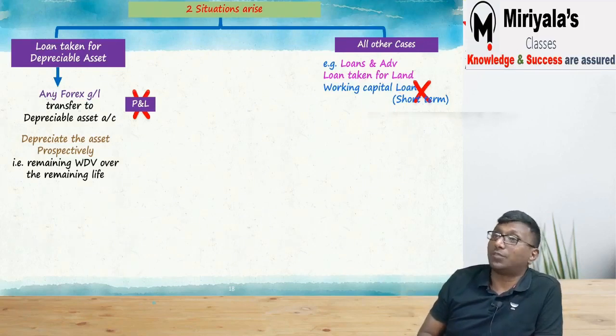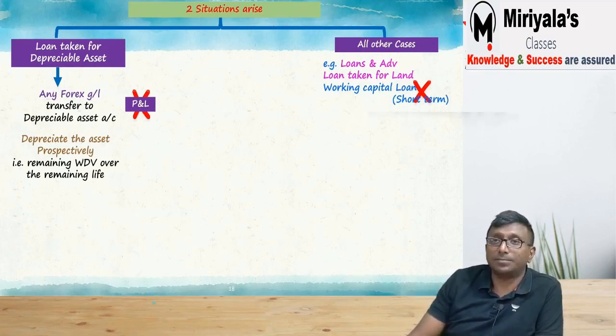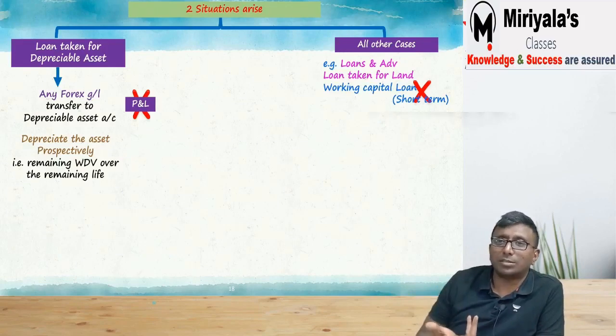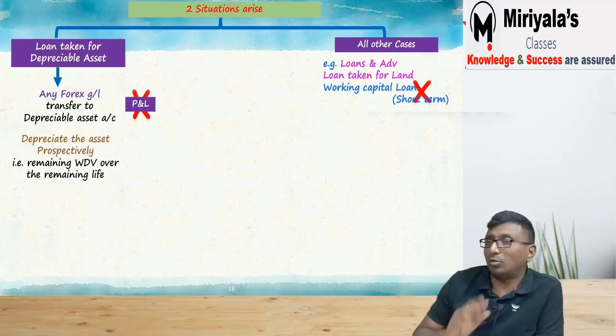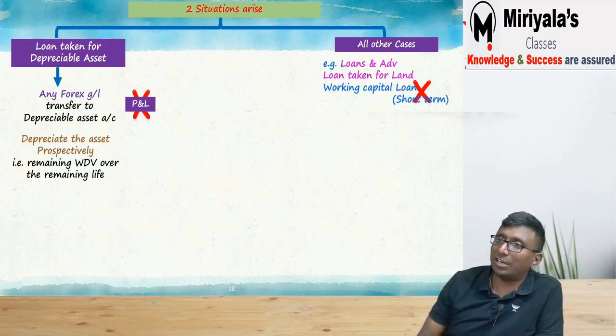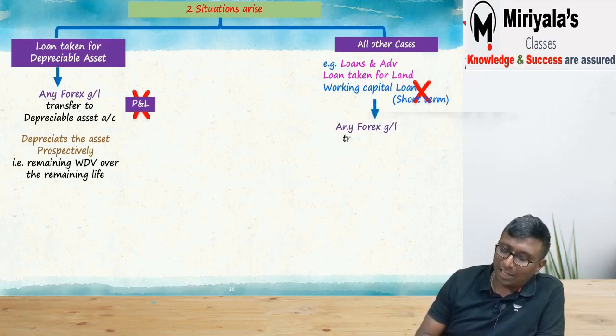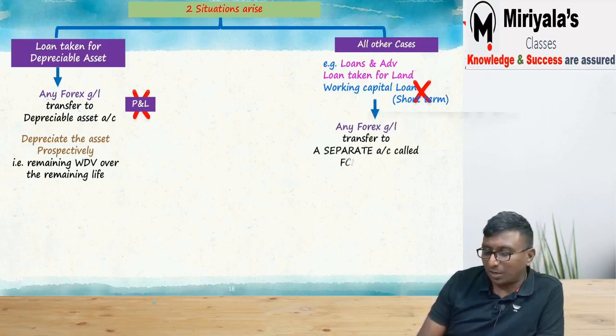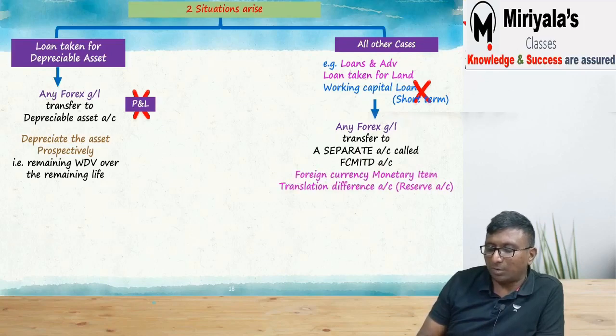What did I say? FCMITD. What is this FCMITD? FC means foreign currency. MI means monetary item. TD means translation difference account. Sir, what is this account? Is it a liability or an asset? What is it? Reserve account. They only told us. The standard says it very clearly. So they have called it a reserve account. Any gain or loss that comes should be transferred to a separate account called FCMITD. The name is this, which is a reserve account. Yes sir. Okay, we will transfer to reserve.